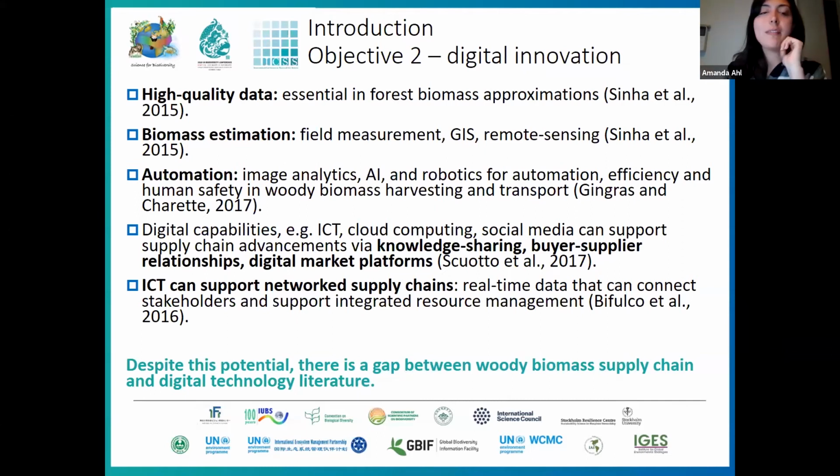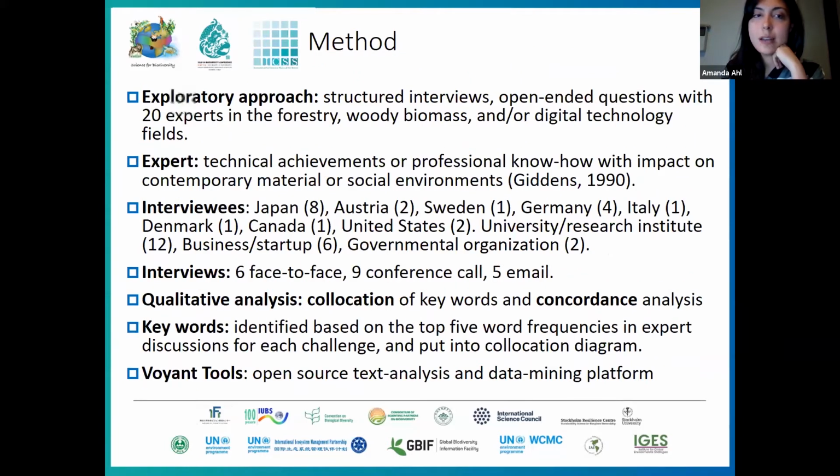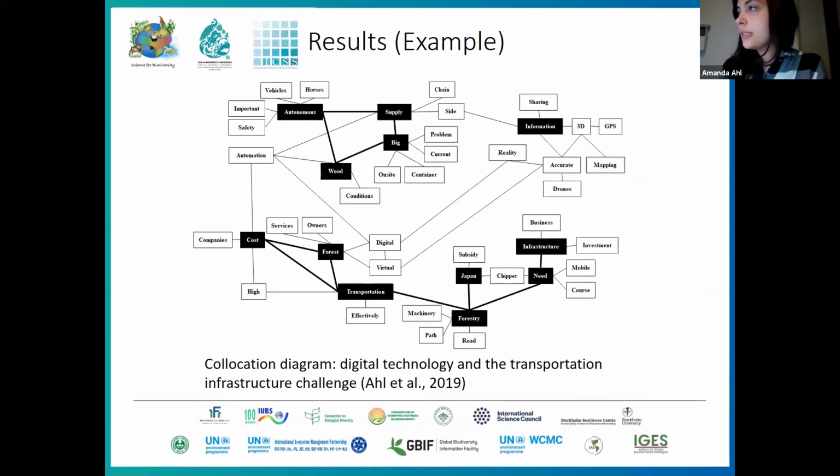So yeah, basically we found that there's a gap in the woody biomass supply chain and digital tech literature. So we wanted to try to address that. So we did interviews again. We interviewed 20 experts in the forestry, woody biomass, and digital tech areas. And let me jump to the results.